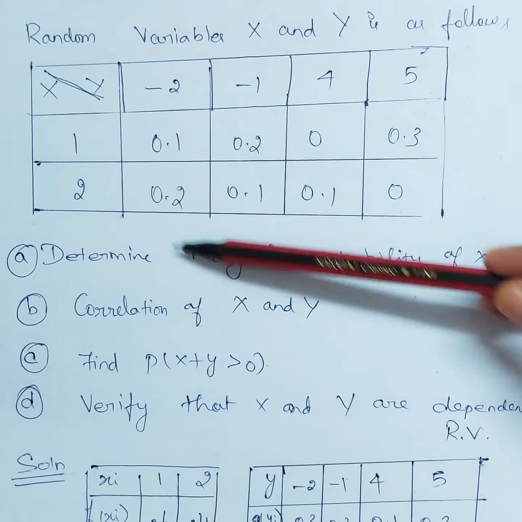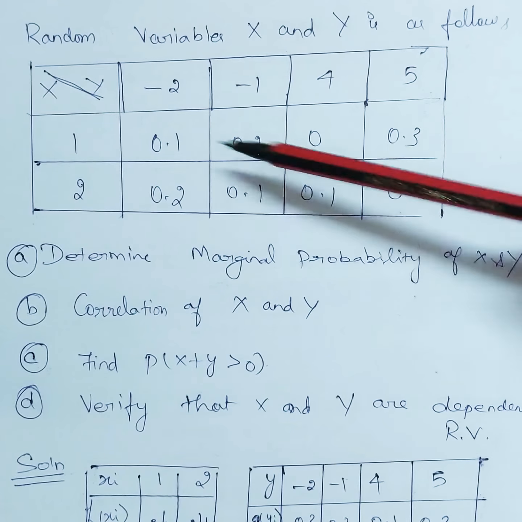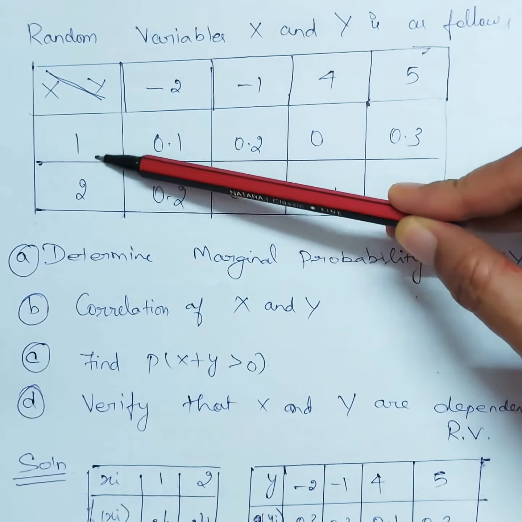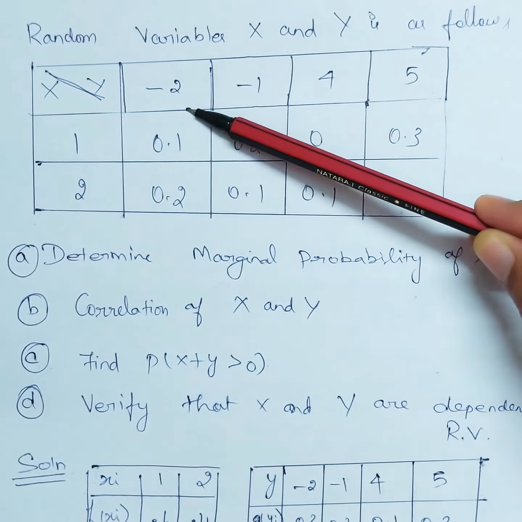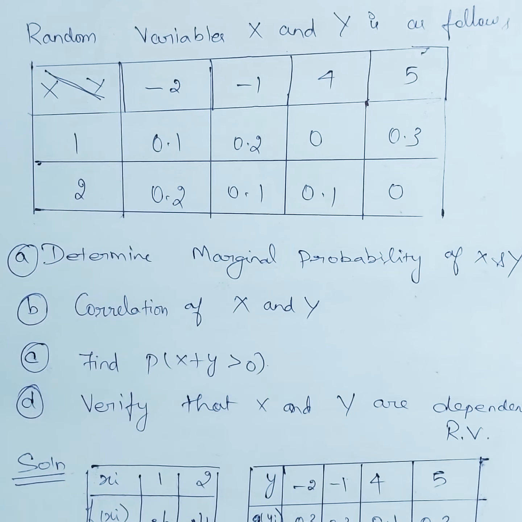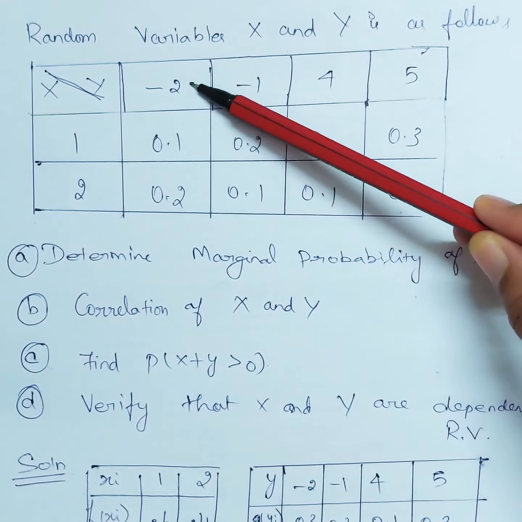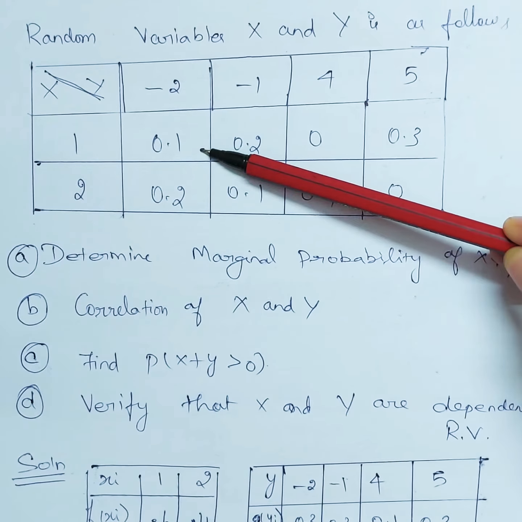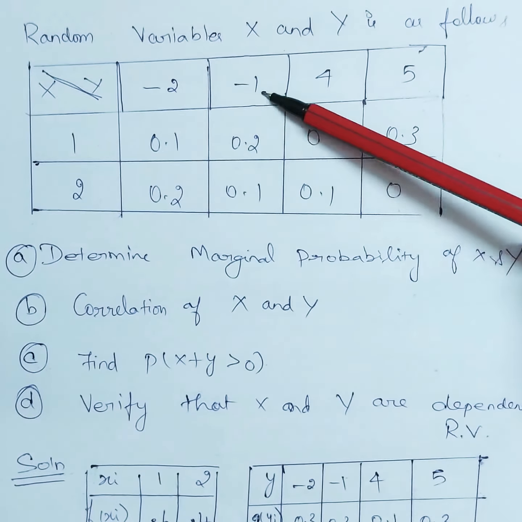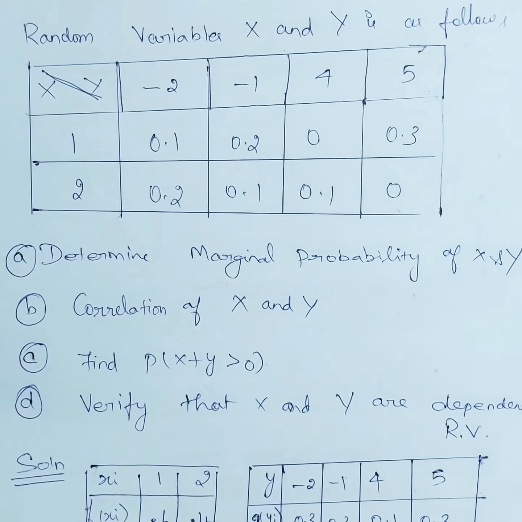Okay, so the tabular column that has been given is a joint probability table because we have both values x and y. These are the x values. X takes the values 1 and 2, and y takes the values -2, -1, 4, 5. Correct? And what is the probability? The probability corresponding to x equal to 1 and y equal to -2 is 0.1. The probability corresponding to x equal to 1 and y equal to -1 is 0.2. So like that they have given the probabilities.